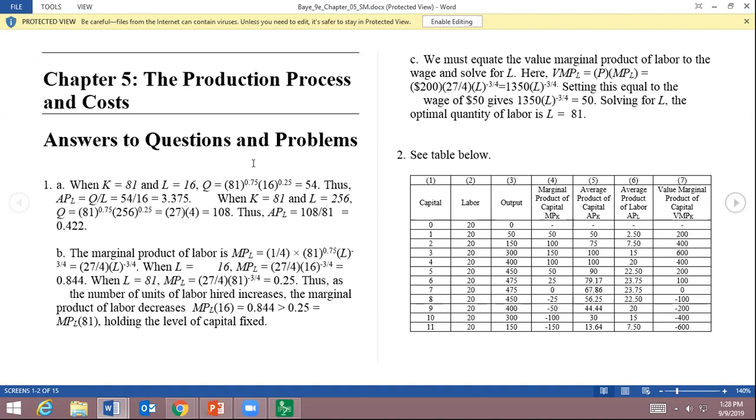And then because of the property that x to the a over b divided by y to the a over b equals x over y to the a over b. So that's a property of exponents. And so because of that, we can then say this equals 1/4 K over L to the 3/4. Okay, awesome. So now, do the marginal product of capital.